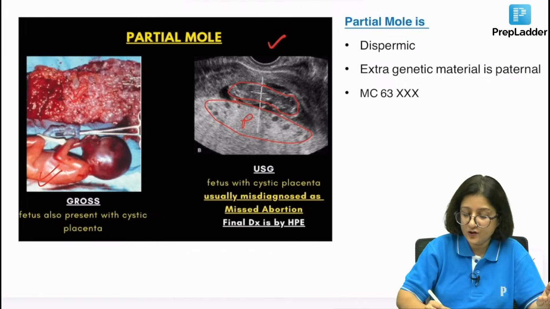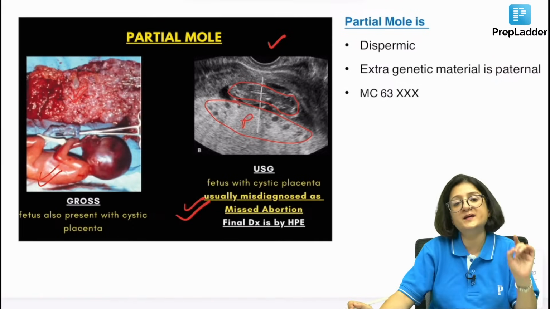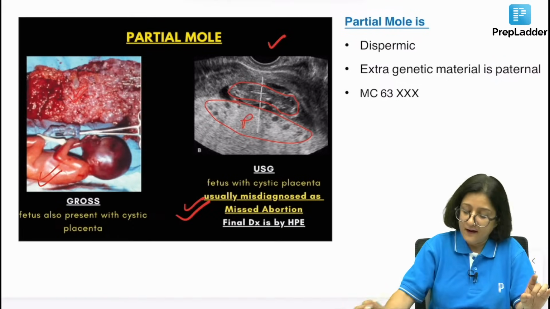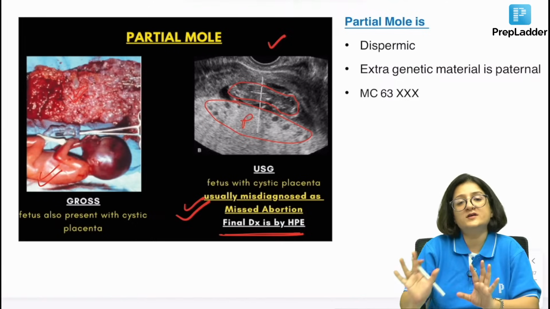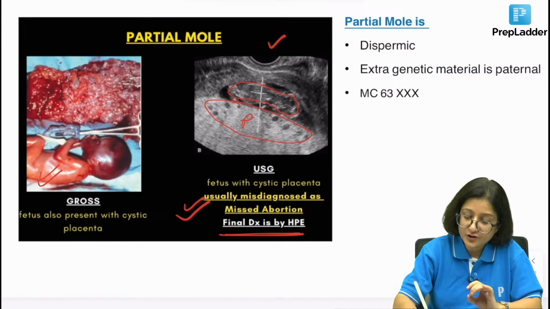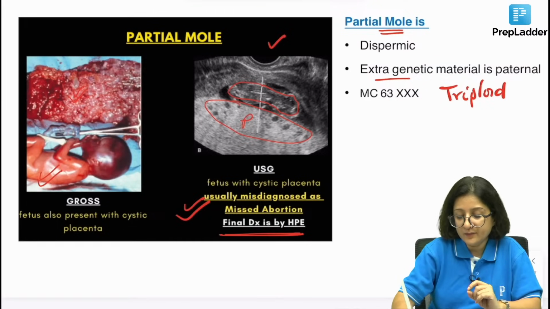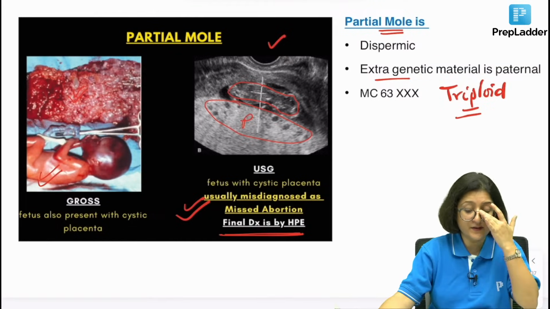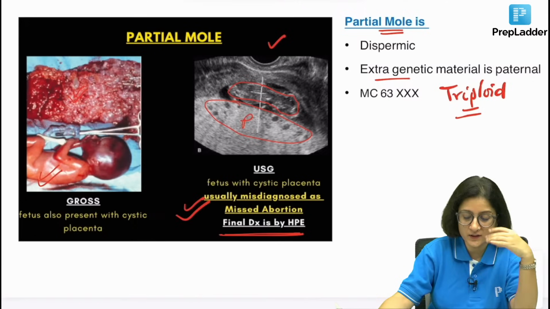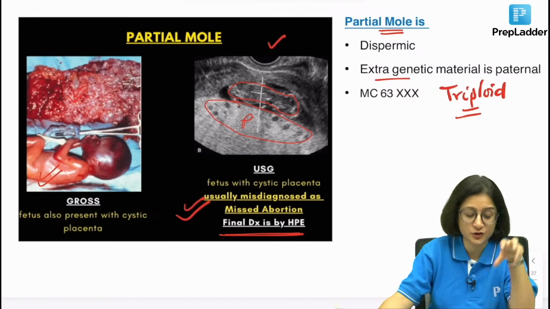Such patients are usually misdiagnosed as missed abortion on ultrasound. Final diagnosis will only be possible by histopath. Now partial mole, they are dispermic, the extra genetic material is paternal, and they are triploid. The most common karyotype is 69 XXY. Okay, so these are important pointers regarding partial mole.